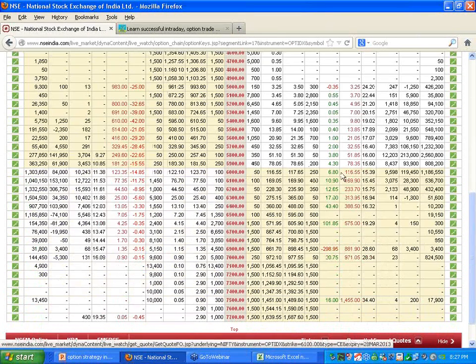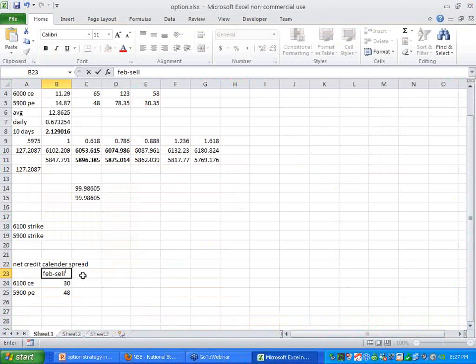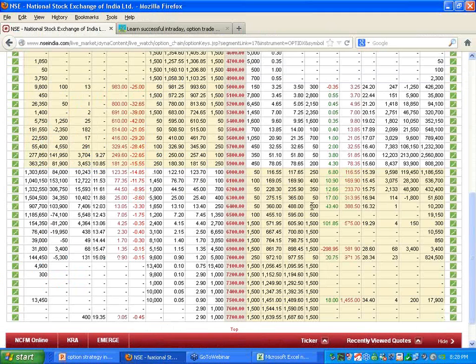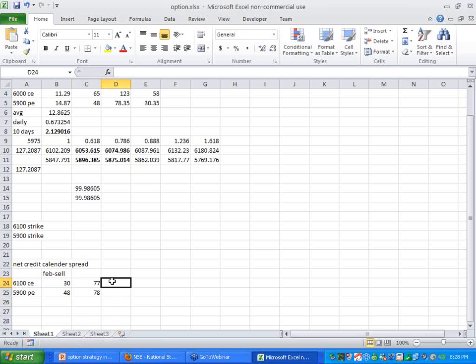The 6100 call option is 77 rupees, and the 5900 put option is 78.35, rounded to 78. By this process, the same strike in March will be bought. So this much money will be for each one lot. We paid 47 points here and 30 points here.